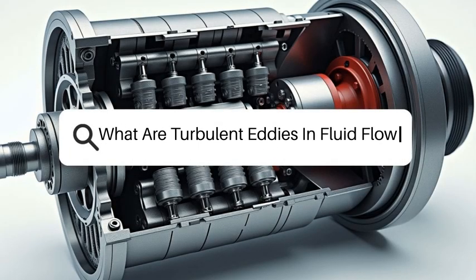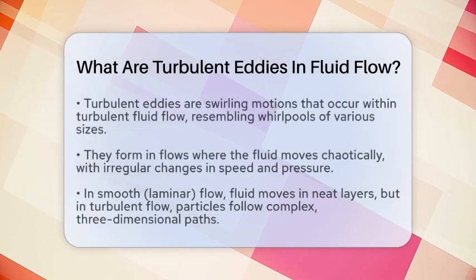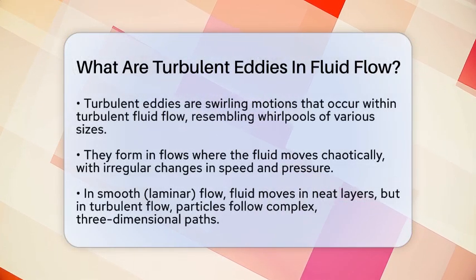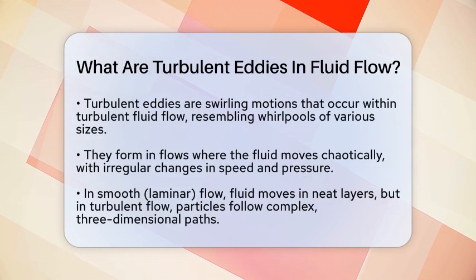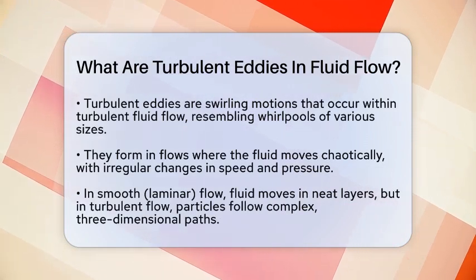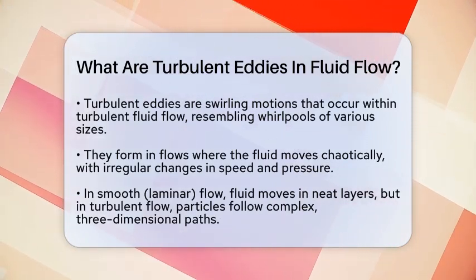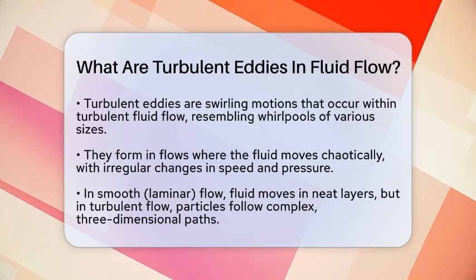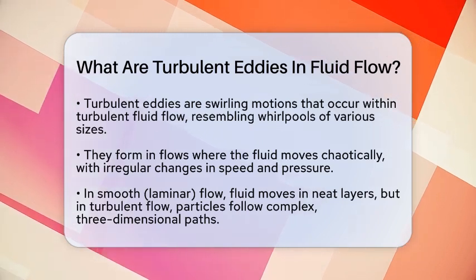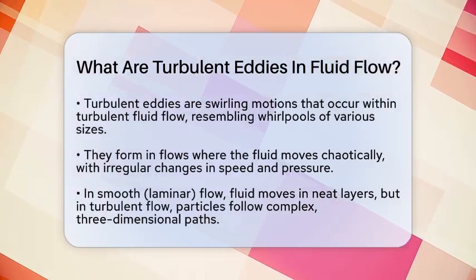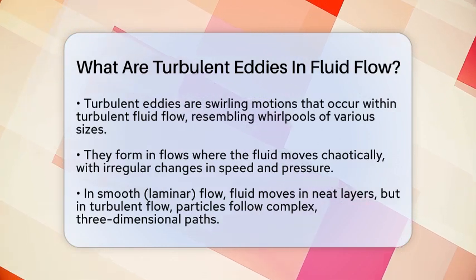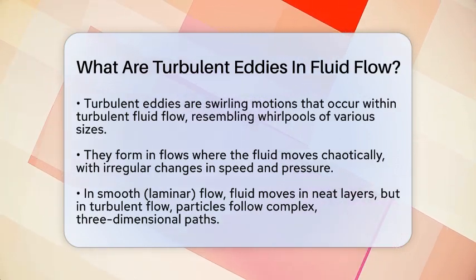What are turbulent eddies in fluid flow? Imagine watching a fast-moving river where water swirls and twists in unpredictable ways. Those swirling motions are what we call turbulent eddies. They are tiny or large whirlpools that form within turbulent flow, which is a type of fluid movement marked by irregular changes in speed and pressure.